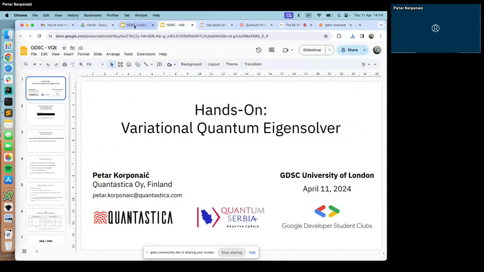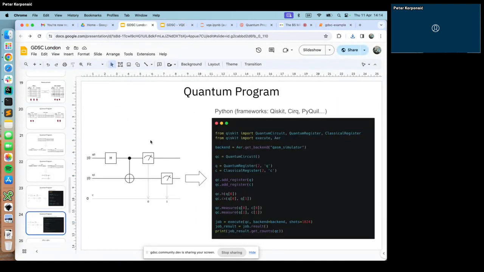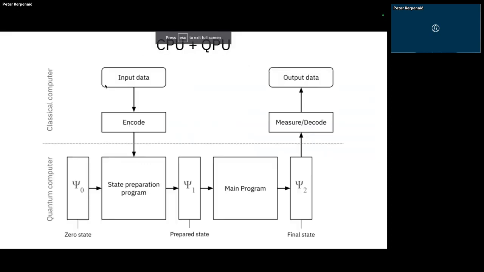Okay, let me continue. Time is ticking, so let's continue. Now, I don't know how confusing this is or not, but I hope that you at least have some vision of how a quantum computer is programmed.